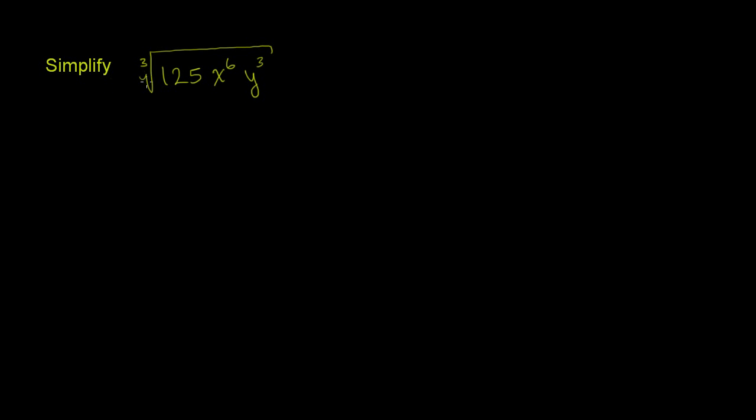Simplify the cube root of 125 x to the sixth y to the third power. So taking the cube root of something is the same thing as raising that something to the 1/3 power. So this is equal to 125 x to the sixth y to the third power raised to the 1/3 power.